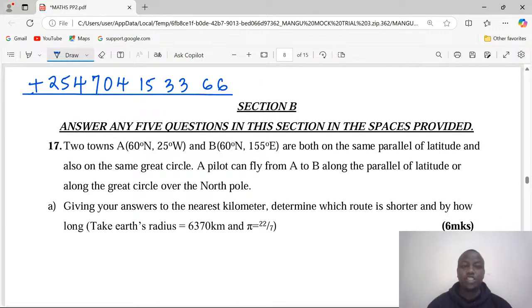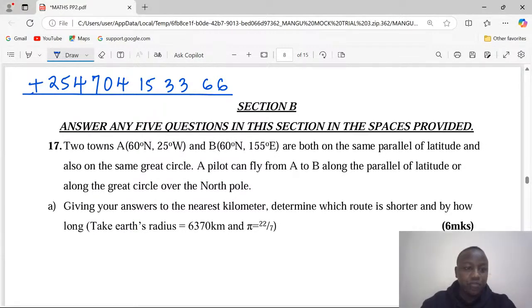Yeah, so this is Section 2 that we are going to discuss. We have been advised, according to the instructions, to answer any 5 questions in this section in the spaces provided. Now, for revision purposes, we shall attempt all the questions in the spaces provided.